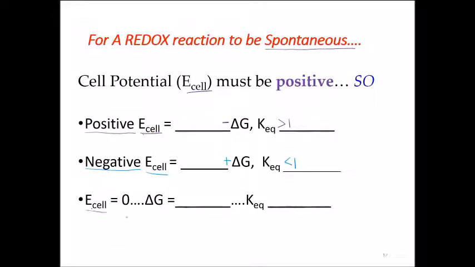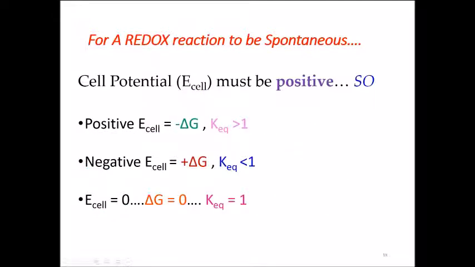And last but not least, when the E cell is equal to 0, that also means delta G is equal to 0. You're at equilibrium, and that means that KEQ is equal to 1. So now we're merging the E cell and the electrochemistry with the thermodynamics as well, and equilibrium is all blending together. So you see many concepts now merging all together and can be utilized together. So there you have the lovely answers.